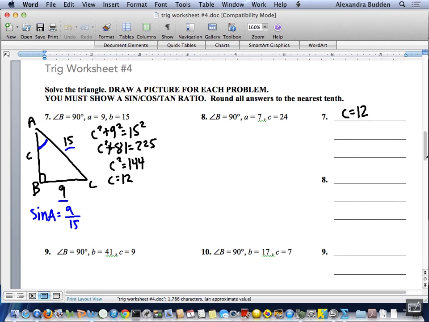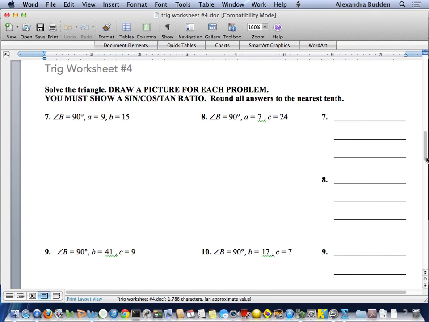In order to get rid of that sine, I have to take the inverse sine of both sides. If I take the inverse on the left side, I have to take the inverse on the right side. When I take the inverse on the left side, my sines are gone, and I end up with A is equal to the inverse sine of 9 over 15.